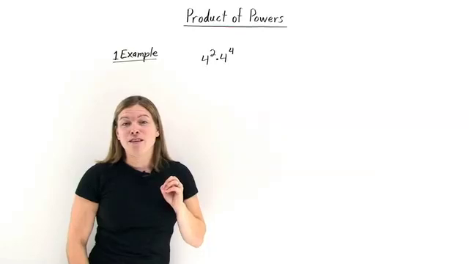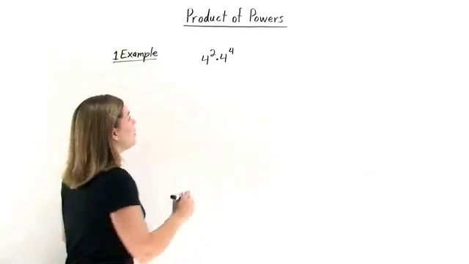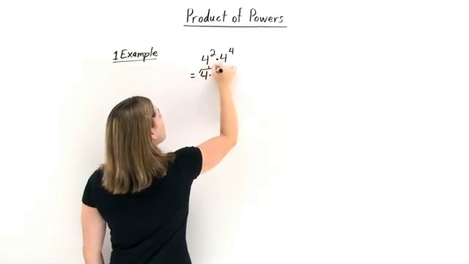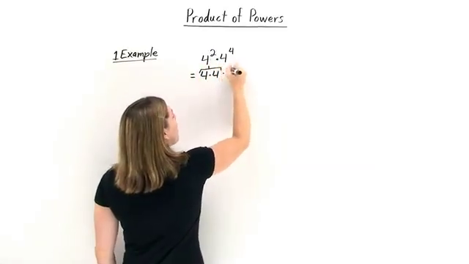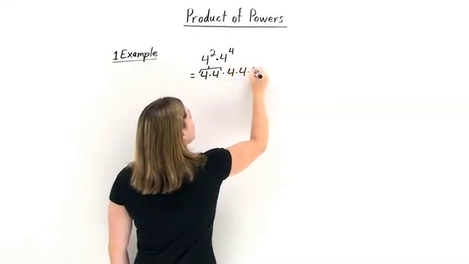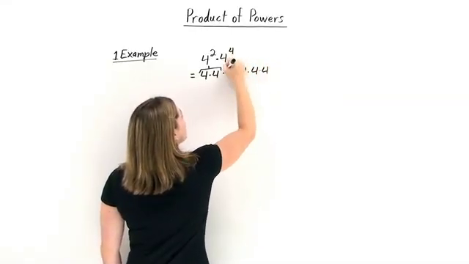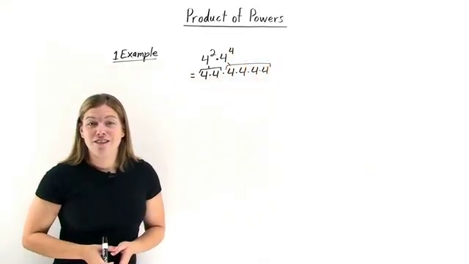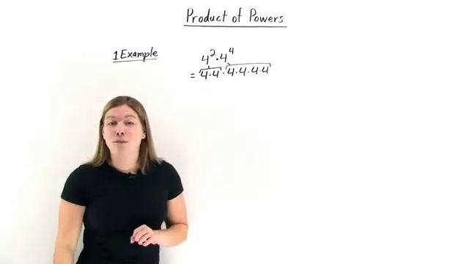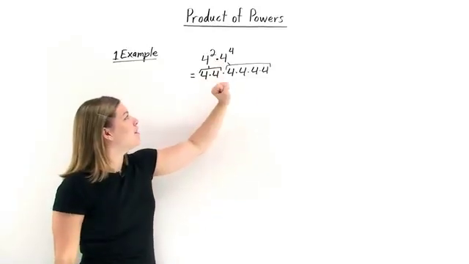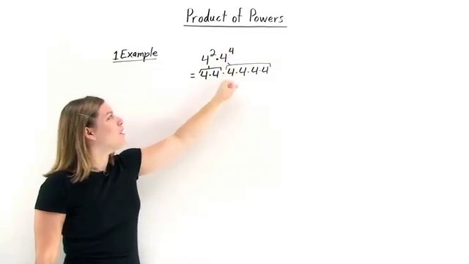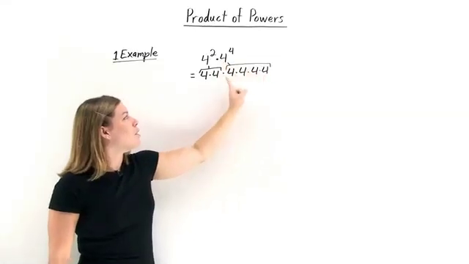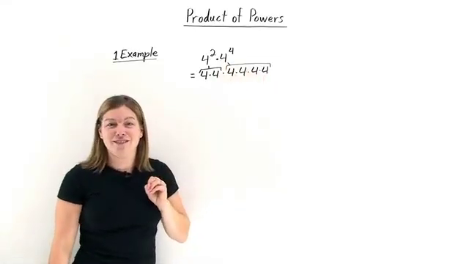Now, in order to simplify this problem, let's expand everything out. 4 squared is the same as taking 4 times 4. And 4 raised to the 4th power is the same as multiplying 4 together 4 times. Remember, exponents are just repeated multiplication. The exponent keeps track of how many times you need to multiply that base together. So here we have an exponent of 4, which means we're going to multiply our base together 4 times. So our base of 4 is multiplied together 4 times.